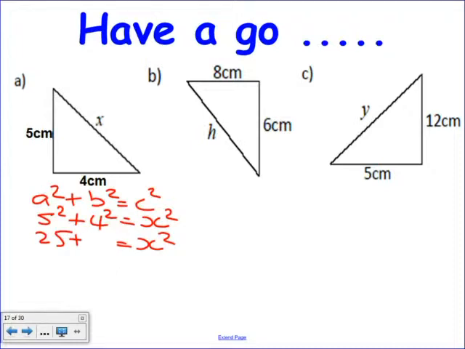Why is 4 squared 9? Oh, sorry. I thought it was 16. Miles away. 16. Okay, which is 41. 41 equals x squared. But I don't want x squared. I want x on its own.